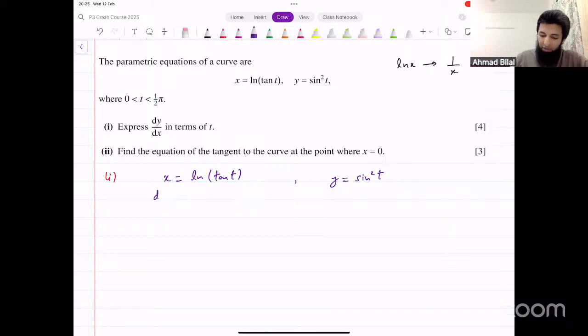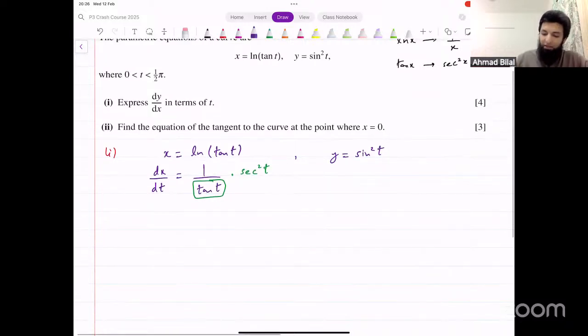If we apply that rule here, dx over dt becomes 1 over tan of t. But then you have to multiply by the derivative of this thing. What's that going to be? Derivative of tan is secant squared. Again, written in the formula sheet. The formula sheet says tan x, derivative of that is secant square. So this gets multiplied by secant square t. That's what we're getting. Secant square t over tan t. This is dx over dt. Okay, let's find dy over dt.